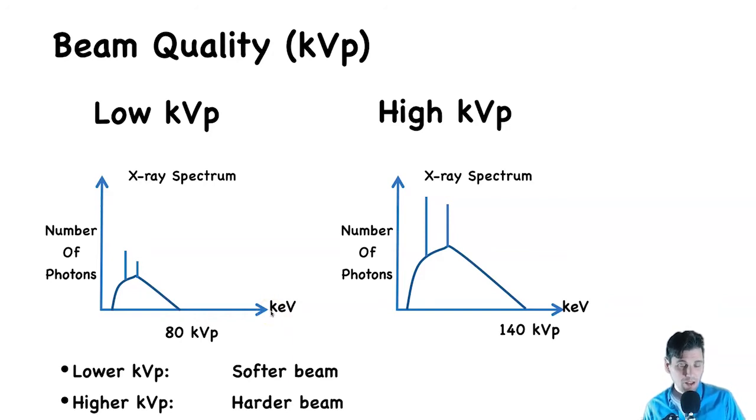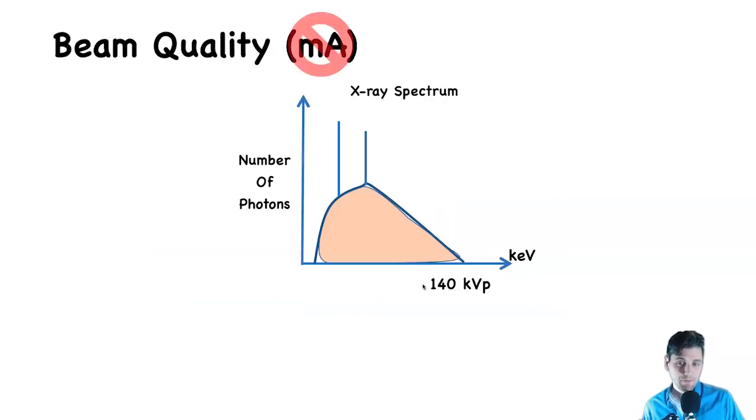That's the biggest one, and that's one that you're selecting all the time on your system. And if we just look at the area under here, there's more area under this higher kVp, indicating that, again, all else being equal, you're going to have a much higher fluence, more photons at a higher kVp setting. That's why it helps with penetration.